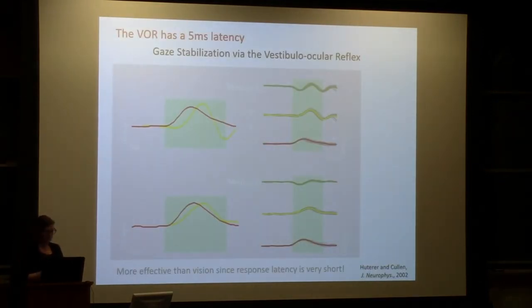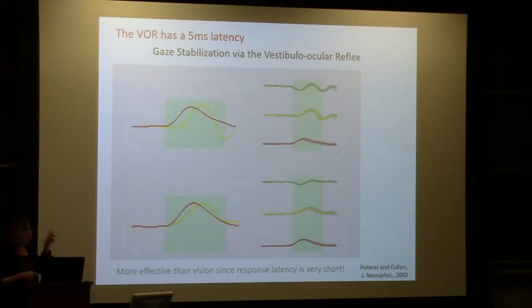And I can show you examples of this and how fast it is. It's probably one of the fastest things that the brain does for us. So red is a head movement, and yellow is an eye movement. This was done in monkeys, so we could use really high acceleration perturbations and really look at the latency. But what you can see here is the time between head movement and eye movement is about 5 milliseconds, right? That's super fast. And that's consistent with the pathway delays in that 3-neuron pathway that I just showed you.